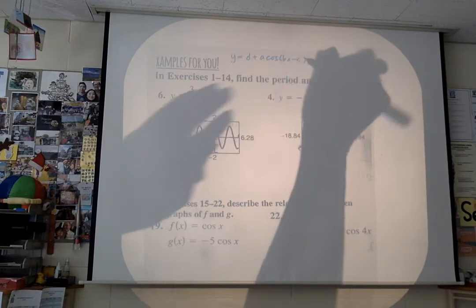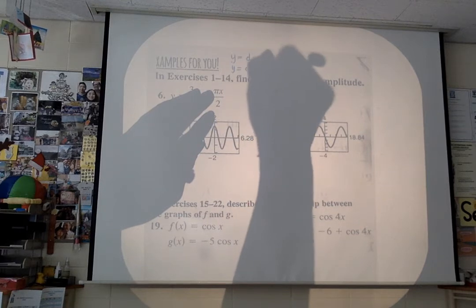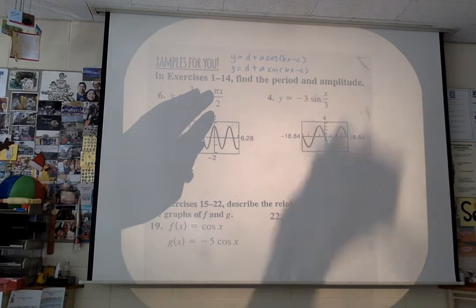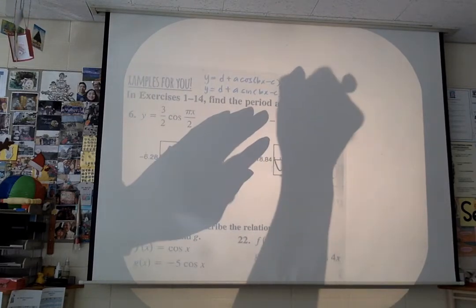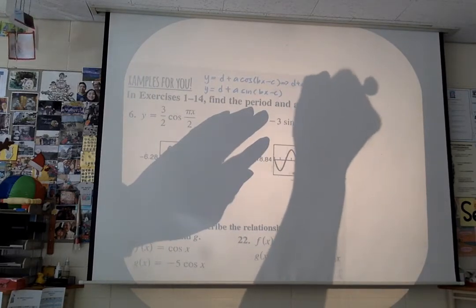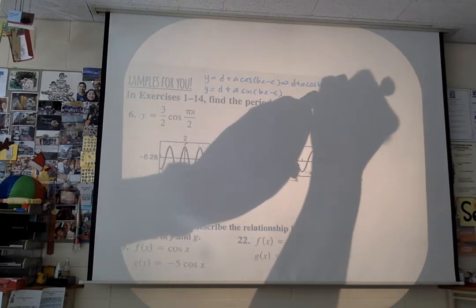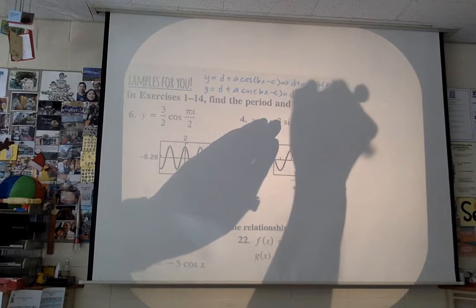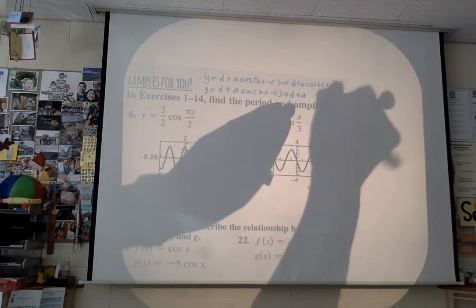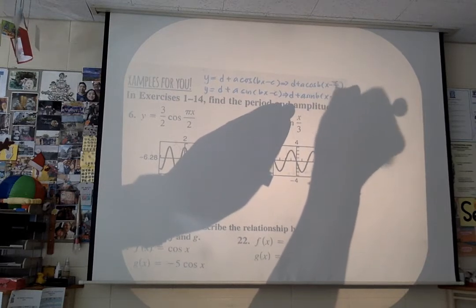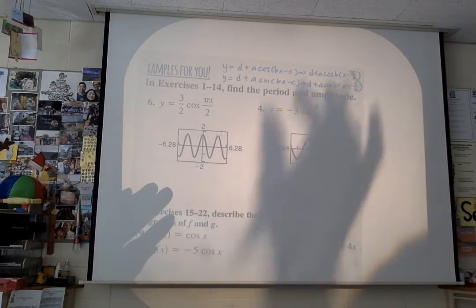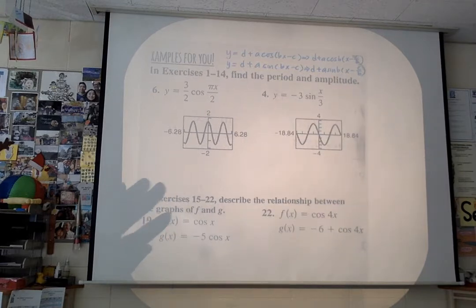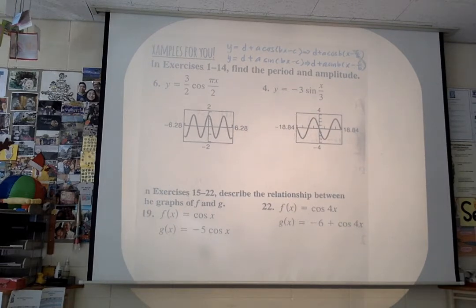Bx minus c. And I'm also going to write the one for sine, which is the same thing: a sine bx minus c. But remember, you could also write these as d plus a cosine b times x minus c over b. Same thing with sine: d plus a sine b times x minus c over b. You'll know when to use what, but I like these most because they tell me the phase shift right away, and they give me the b right away too.